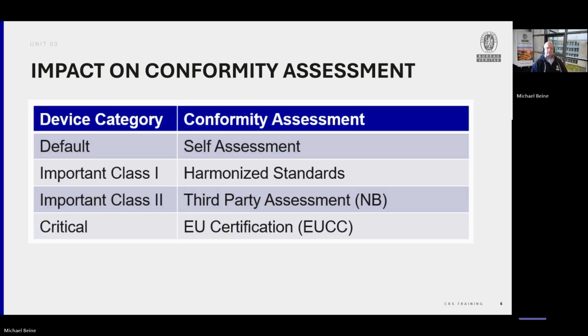Okay, and I think we'll take the last question that we have here. Anthony was asking, can you clarify whether the presence of remote access, cloud connectivity, or operator backend integration automatically triggers third-party assessment?